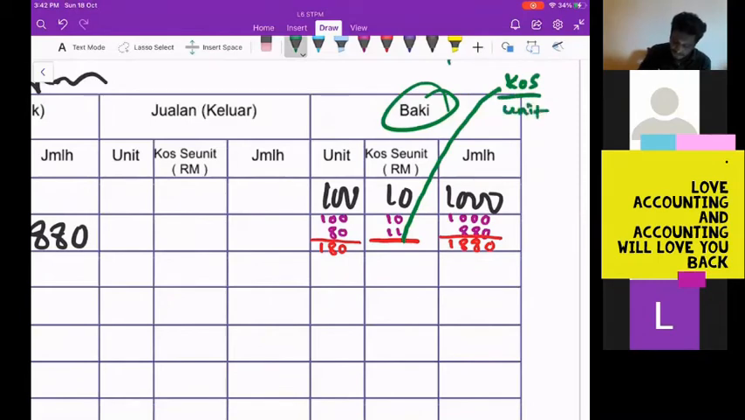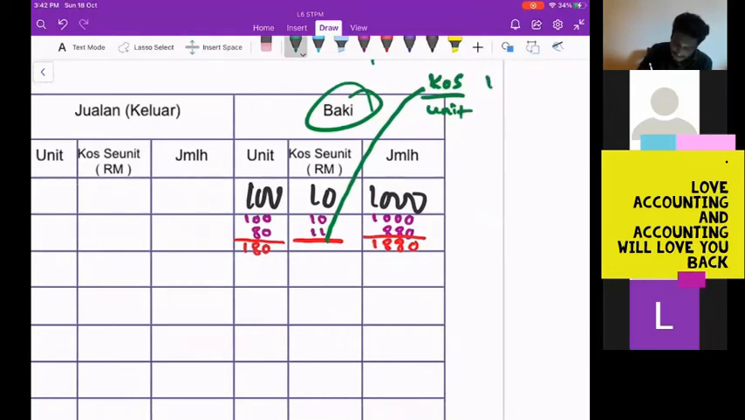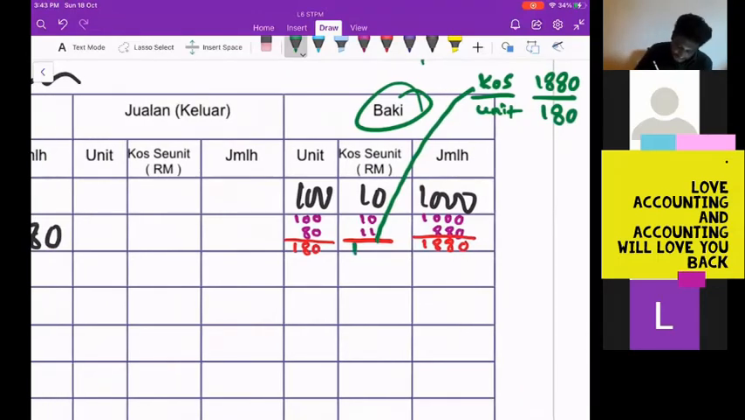So for here, my cost is 1880 divided by the unit, 180 unit. So you get a cost per unit, which is 10.44, 10 ringgit 44 cent. This is the average price of 1 unit. Understand? Okay, good.